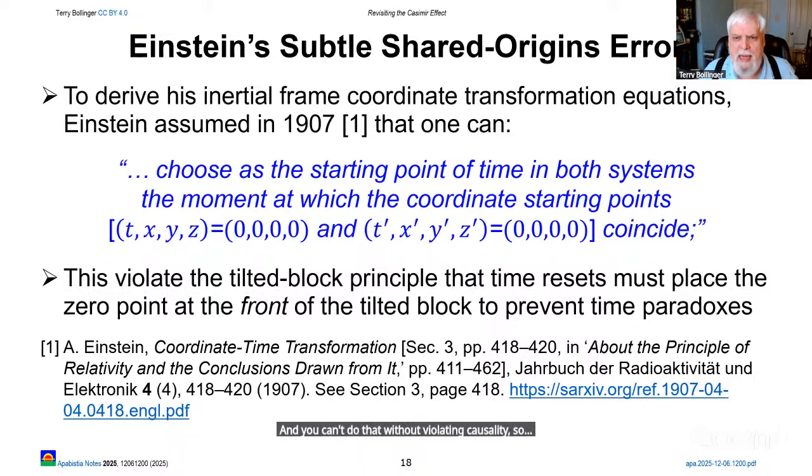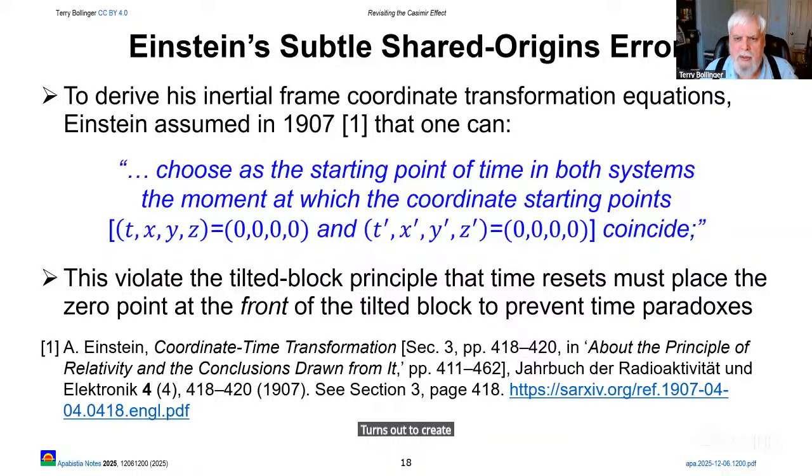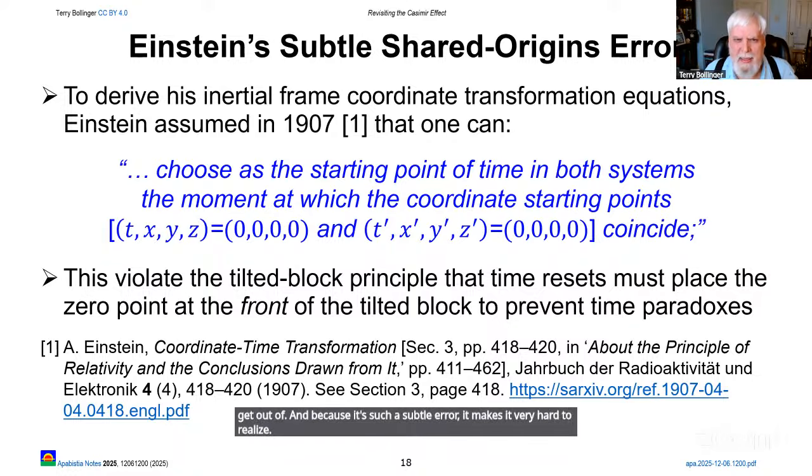So what seemed like an innocent assumption, a very standard mathematical assumption, you got two coordinate systems, surely they can coincide, turns out to create a paradox that you really then can't get out of. And because it's such a subtle error, it makes it very hard to realize why it didn't work.